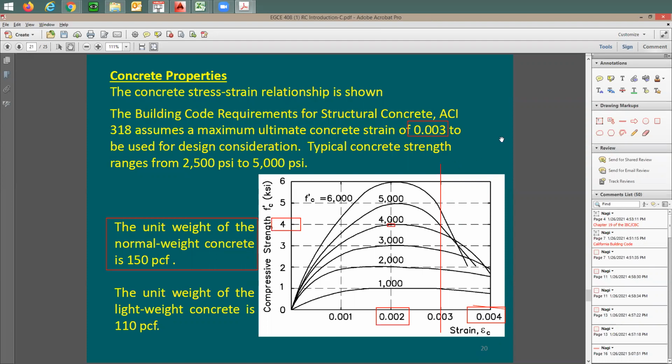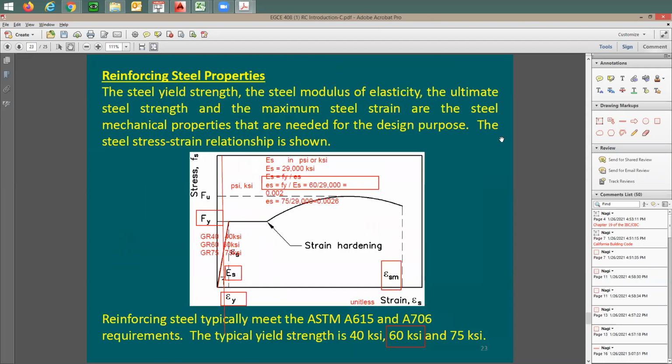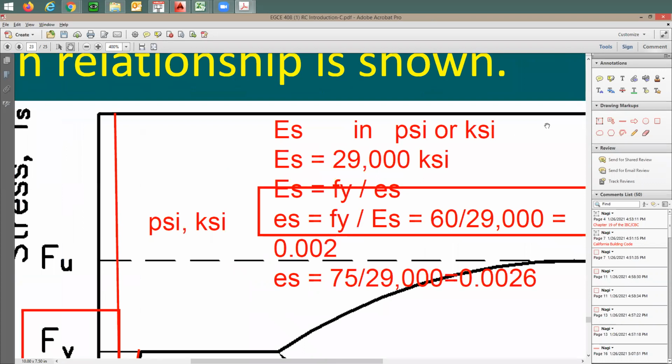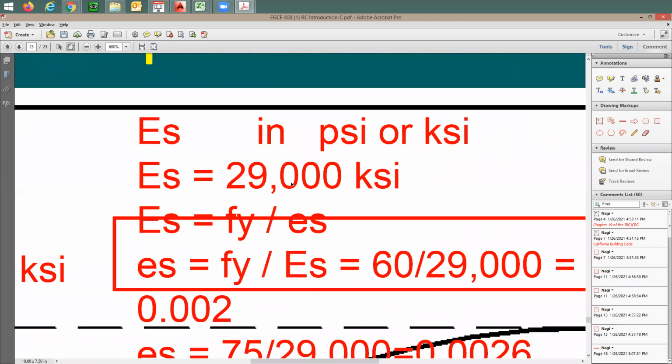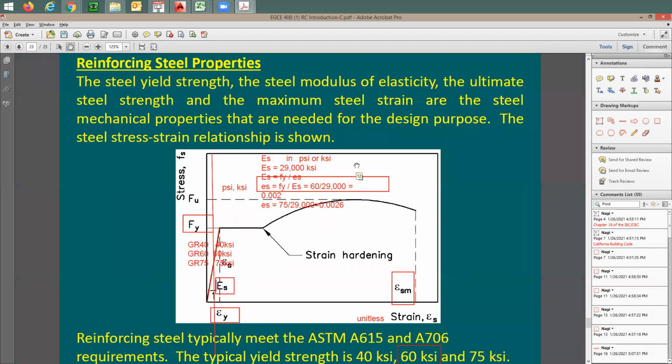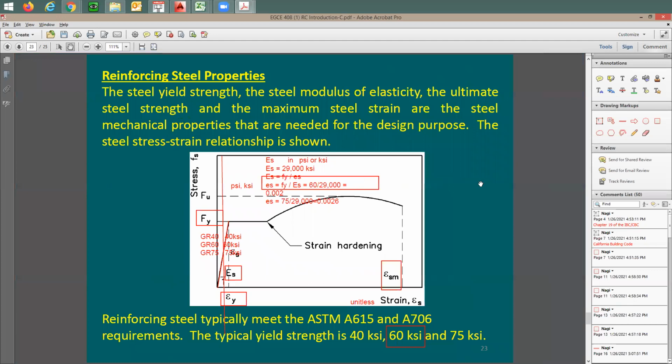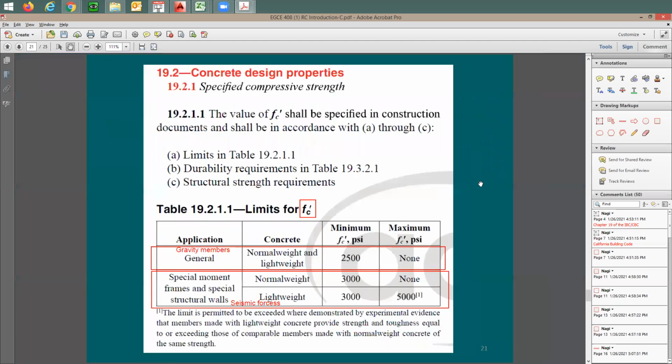You guys know what is E_s for the steel? Anyone knows? What's the standard for all steel, all types of steel? Yeah, you guys see it? 29,000. This is like a constant for all steel material. Do you know the unit weight of steel, the density of steel, let's say? Do you know the density of concrete, or unit weight of concrete?